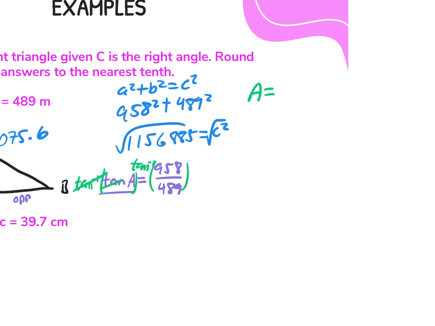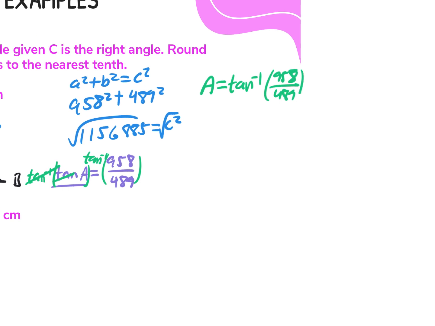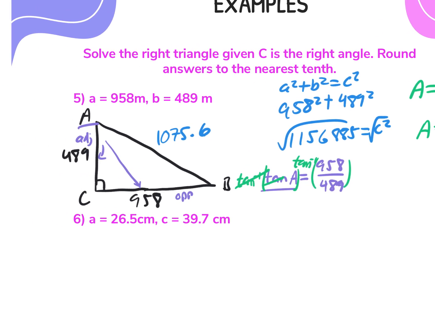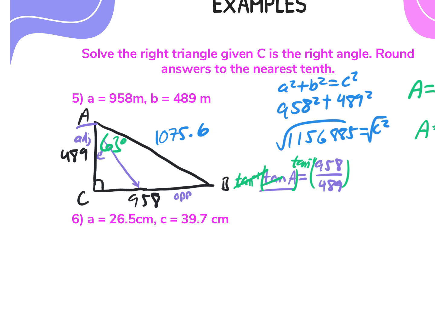My angle A is going to be whatever you get when you do tan inverse of 958 over 489 in your calculators. Let's see what that gets us. That gets us that angle A, to the nearest degree, rounds to 63 degrees. So A is going to be 63 degrees. And then we can very easily find angle B now. I know A and B have to be complementary, so angle B has to be 27 degrees. A little bit different from what we did before, but not any more difficult.